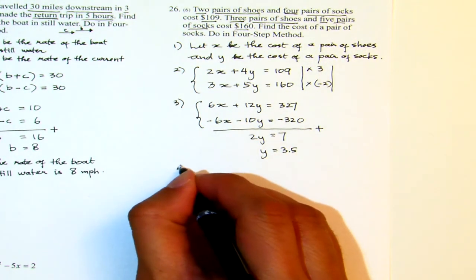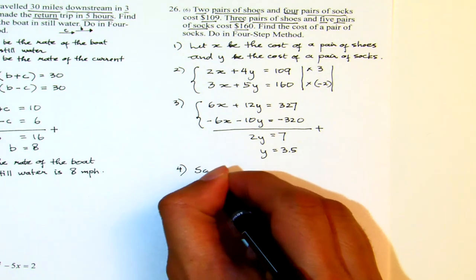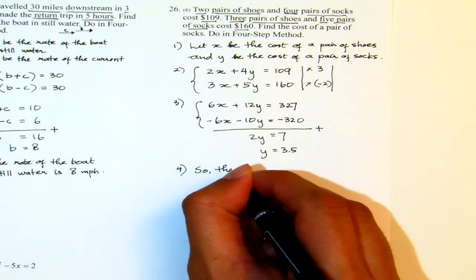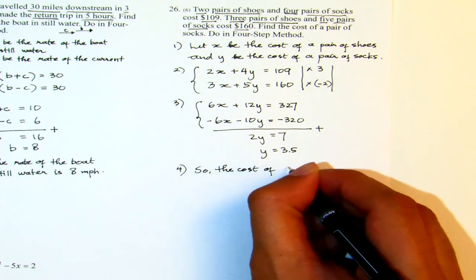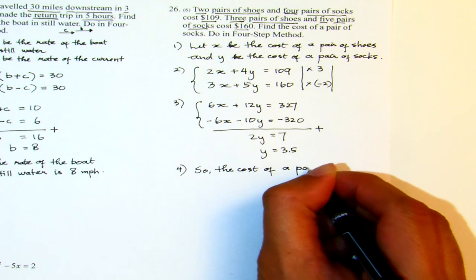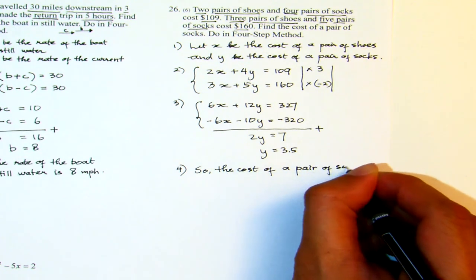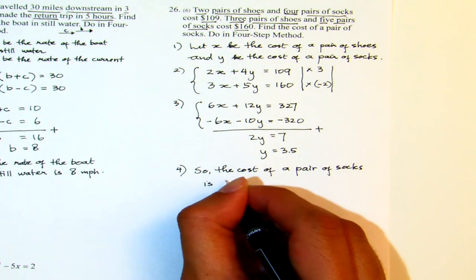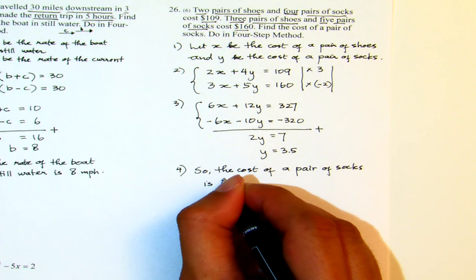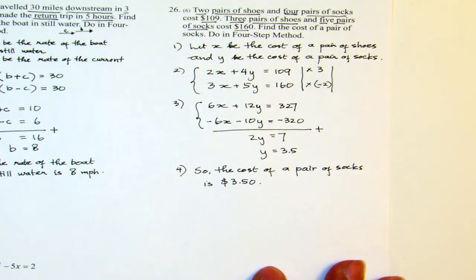Now we will finish this question by summarizing it. So the cost of a pair of socks is $3.50. Okay, that's for now.